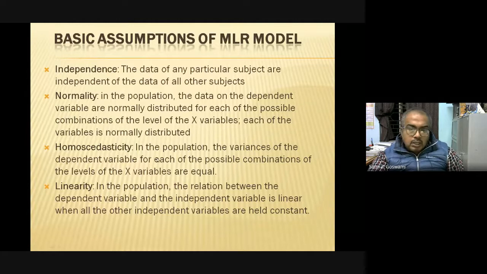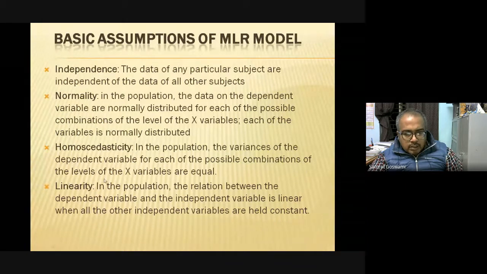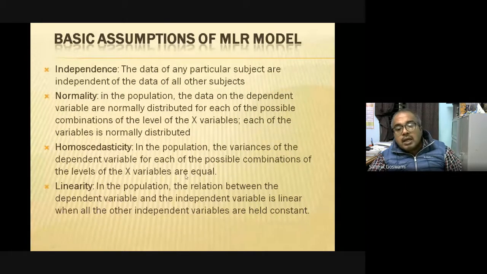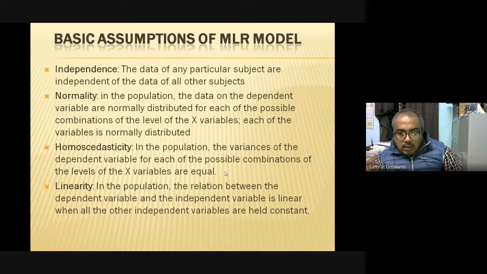Homoscedasticity is important. That is, in the population, the variances of the dependent variable for each of the possible combinations of the levels of the x variables are equal. So they have equal variances. The variance will not fluctuate over time, over the entities.